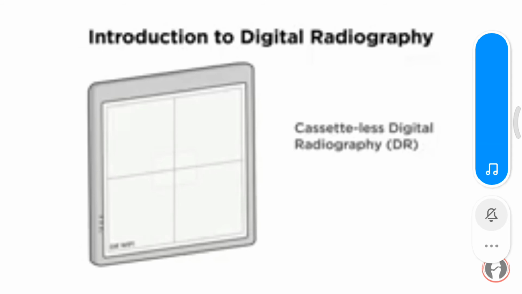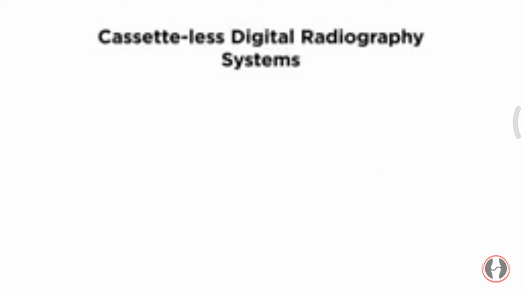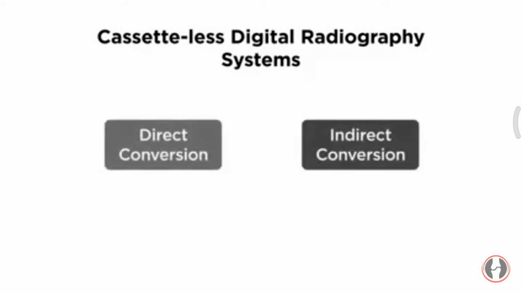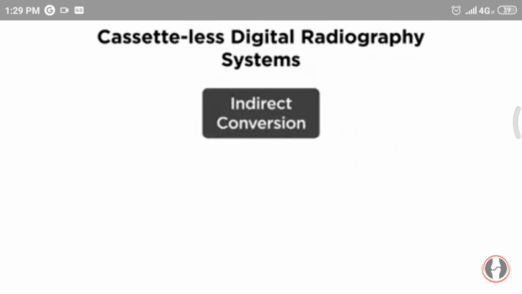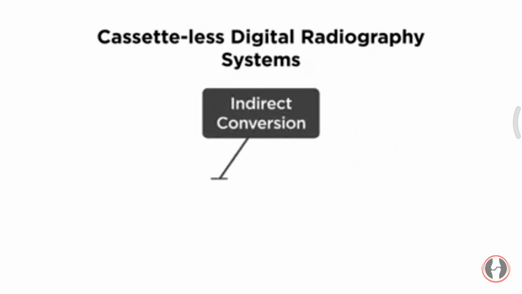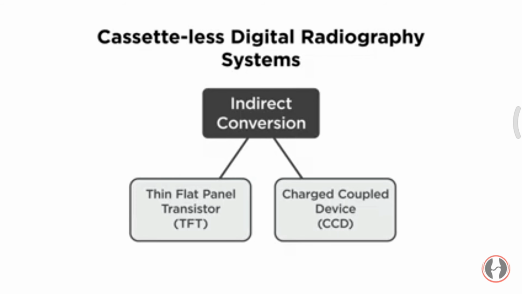In this video, we'll be covering cassetteless digital radiography systems. Cassetteless digital radiography is different from CR radiography in that there is no cassette or imaging plate reader. Cassetteless digital radiography can be broken down into either direct or indirect systems. Indirect radiography can be further broken down into either thin film transistor systems called TFTs or charge coupled device systems called CCDs.